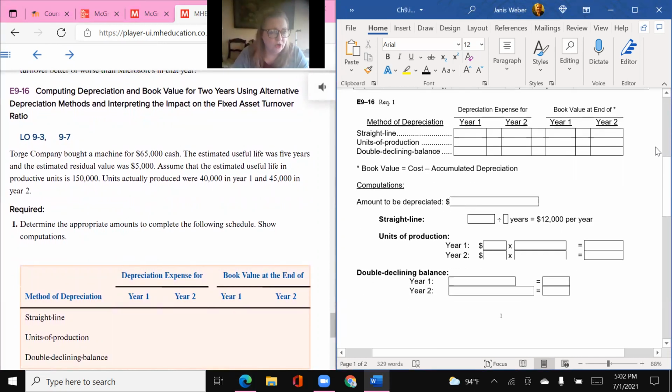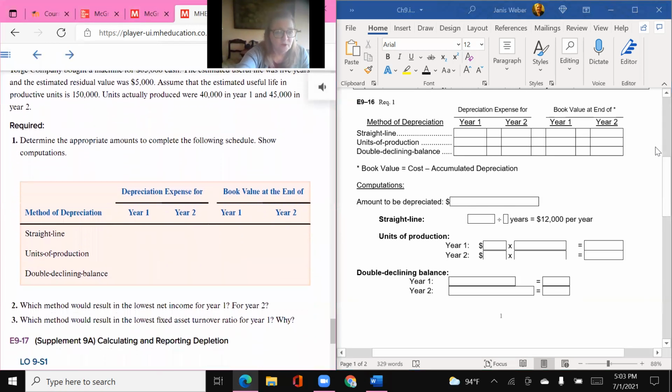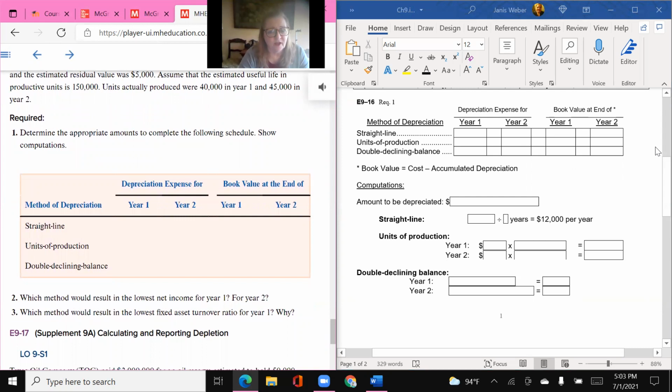This one says Tord Company bought a machine for $65,000 cash. The estimated useful life was 5 years. The estimated residual was 5,000, and they want you to assume the estimated useful life in productive units is 150,000. So units actually produced were in year 1 and 2, 40,000 and 45,000. So when they give you those units, they're going to ask you to calculate based on units of production. So we'll see what the requirement asks, but you know that's going to be there, or they wouldn't be giving you those units. Requirement 1, determine the appropriate amount to complete the following schedule.